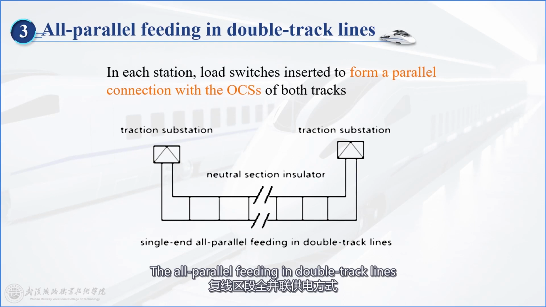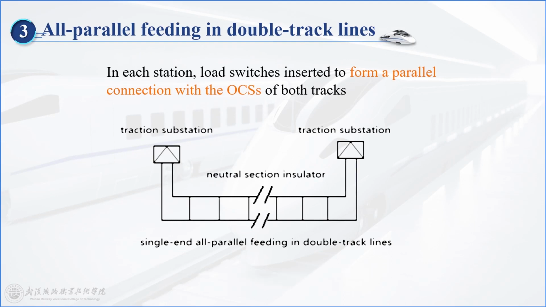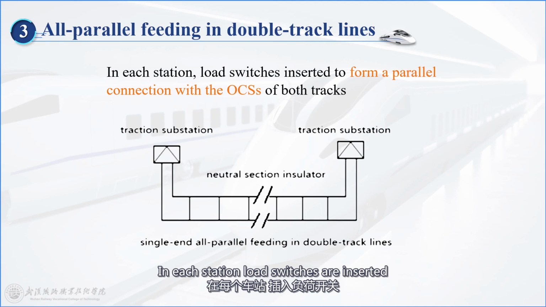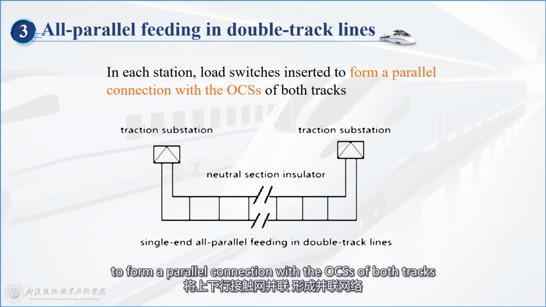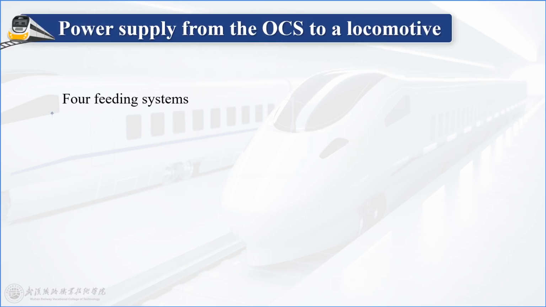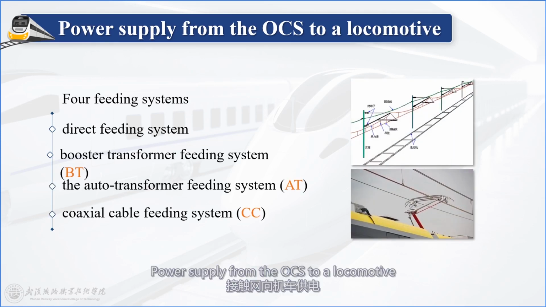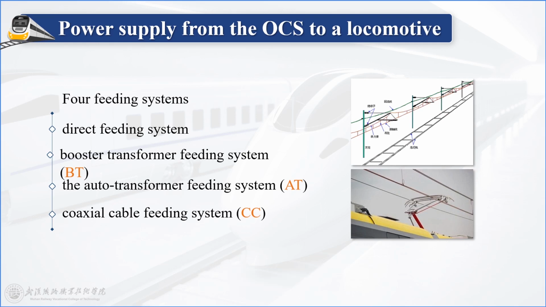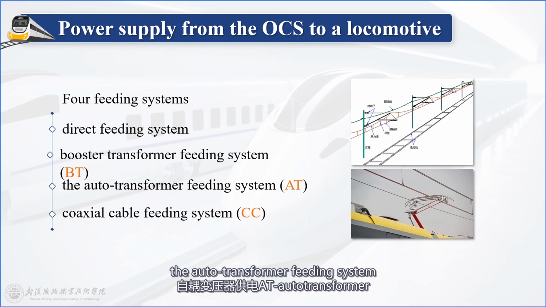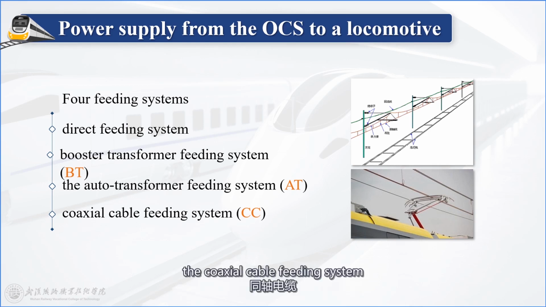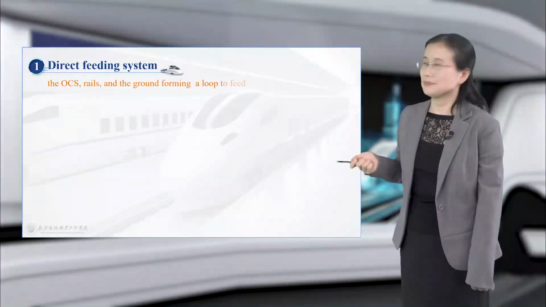The all-parallel feeding in double-track lines. In each station, load switches are inserted to form a parallel connection with the OCS of both tracks. Power supply from the OCS to a locomotive. There are four feeding systems: the direct feeding system, the booster transformer feeding system, the auto transformer feeding system, the axle cable feeding system.